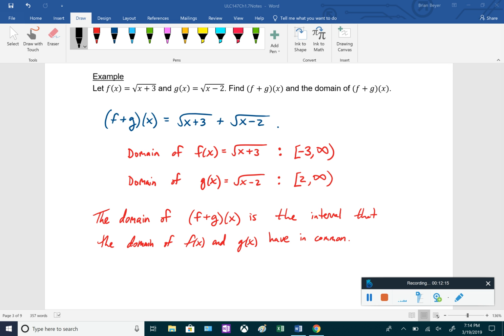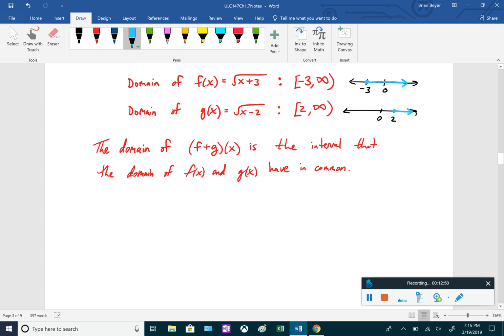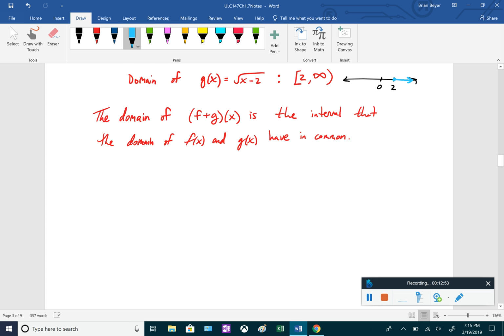So let's do a little number line for the domain of f of x. The domain is negative 3 to infinity, including that negative 3. Put an arrow. And let's do a number line for the domain of g of x. We said that that was from 2 to infinity. So that's going to be like this. So the interval that they have in common is actually only going to be from 2 to infinity. So it's where they overlap. So that's going to be the domain for f plus g of x.